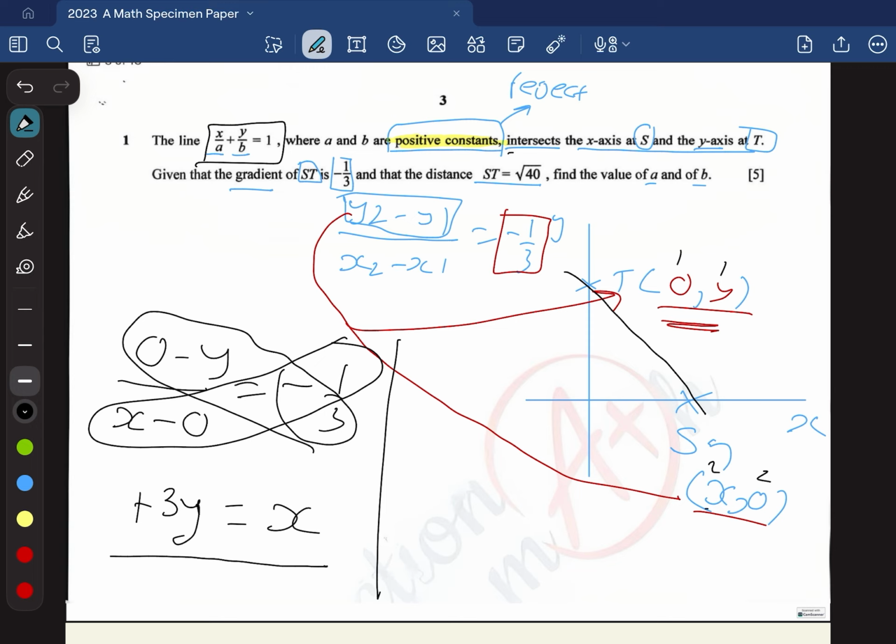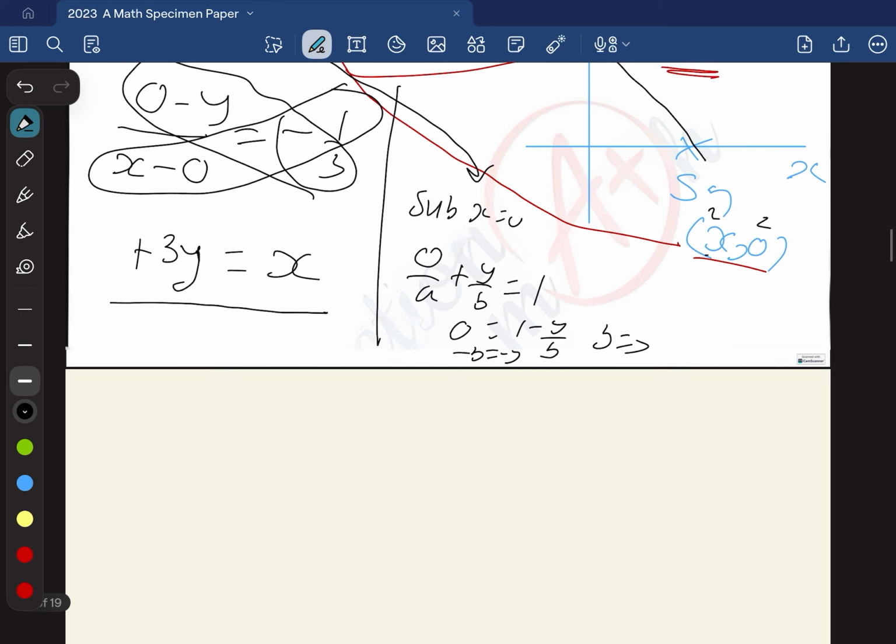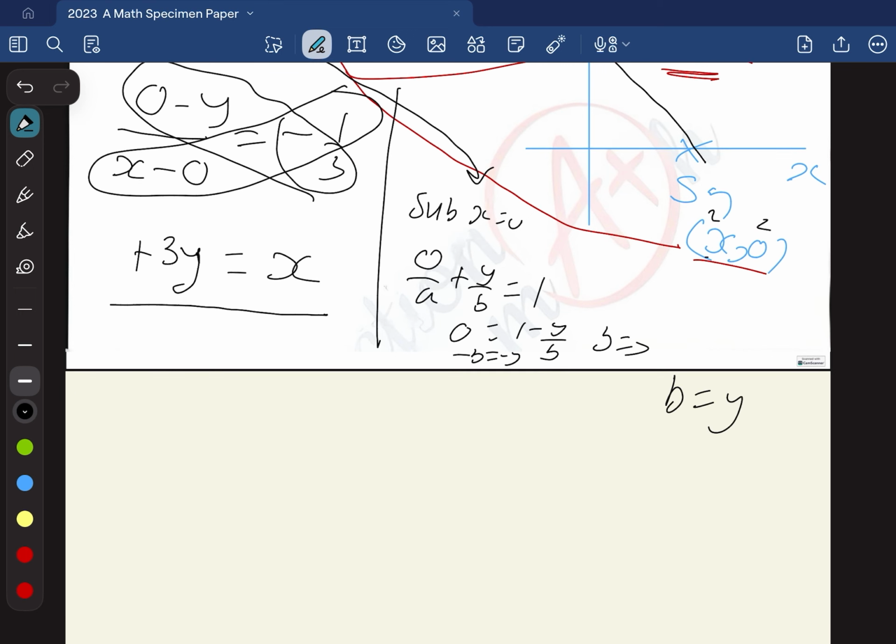So let's sub x equals 0 first into this equation. Which gives us 0 over a plus y over b equals to 1. So 0 over a is what? 0, right? So 0 equals to 1 minus y over b. b equals to y. Yeah, negative b equals to negative y. So y equals to b. Okay, let me find the first point.